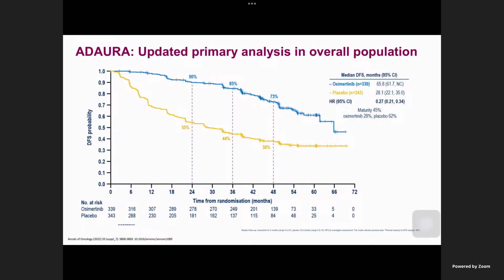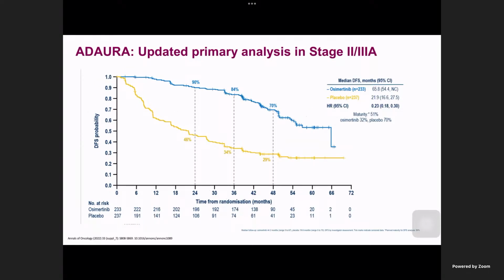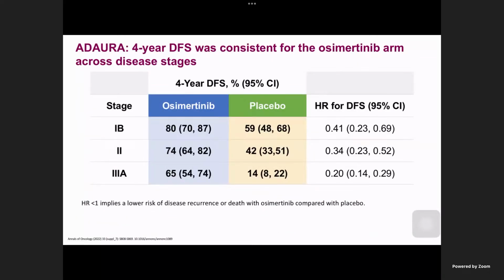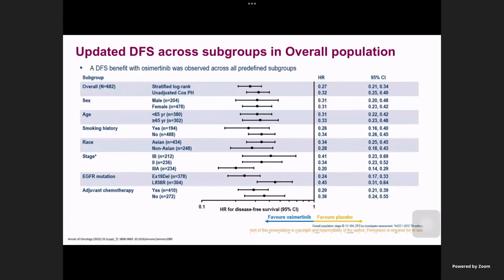So if we look at the overall population, again, the benefit was there, but the benefit was clearly more in the stage 2, 3A patients, but still the benefit was there. So if we look at the consistent differences in the stages at 4 years, the DFS advantage was there, which was consistent across whether it was stage 1B, stage 2 or stage 3A. The hazard ratio was more in favor where the risk of relapse was much higher, that is stage 3A. But the benefit was there.